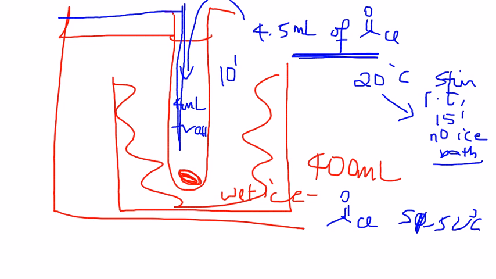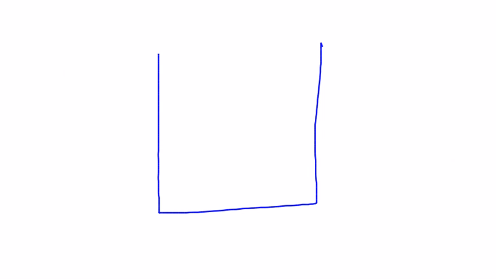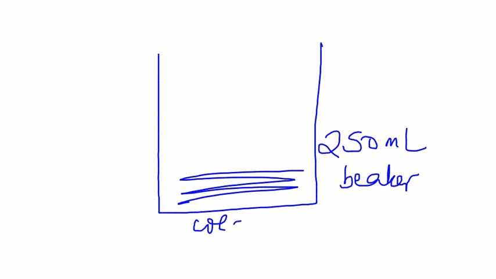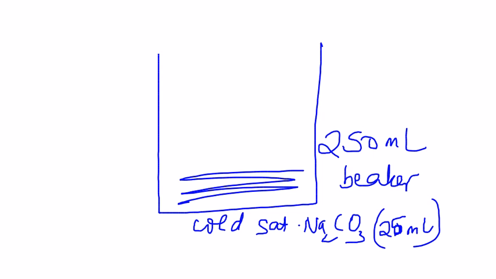And after the 15-minute period, once that's over, what you're going to do then is quench the reaction. So you will take another 250 milliliter beaker, and you're going to put in that ice cold, saturated sodium carbonate. I know the instruction probably says 20 milliliters, but we are going to go with 25. Okay, and as you take that, I want you to add your reaction mixture.